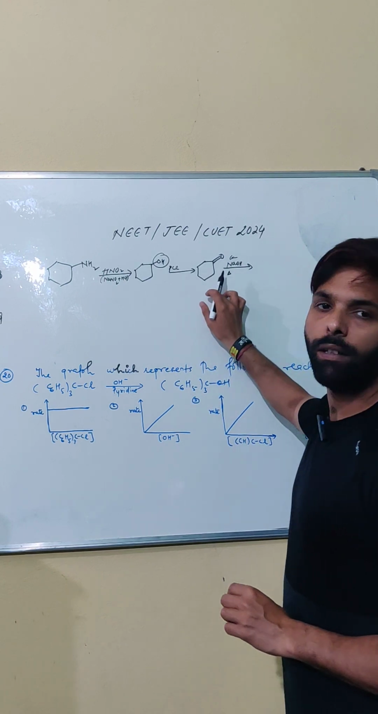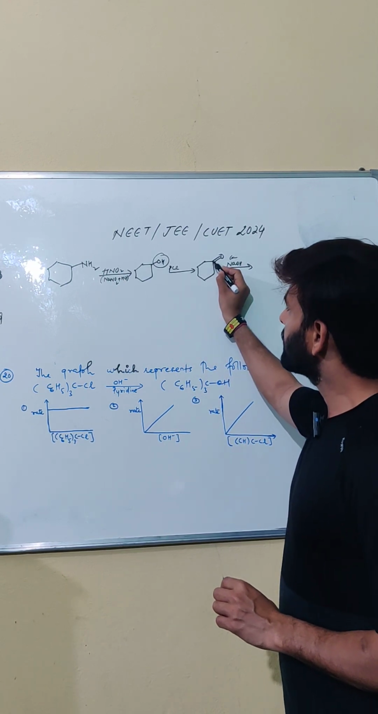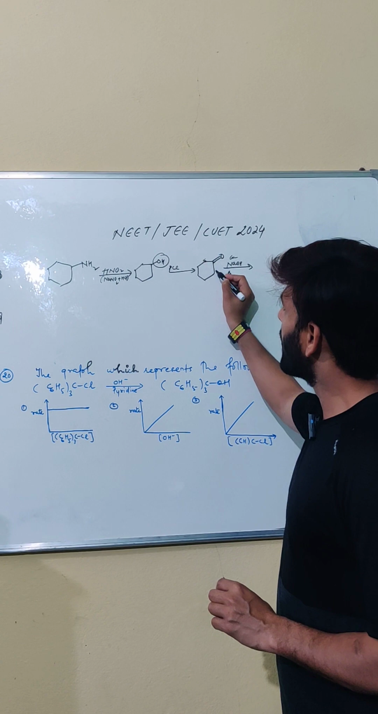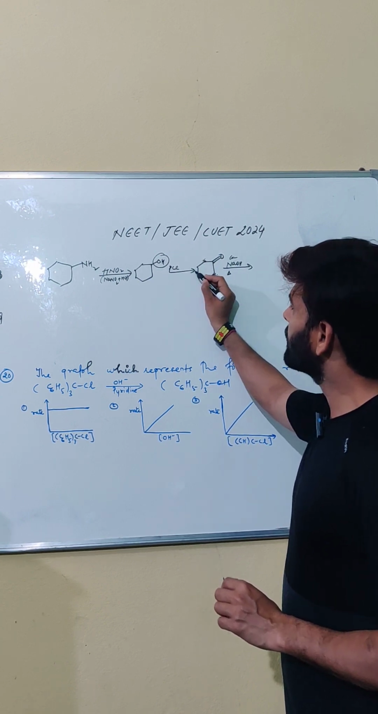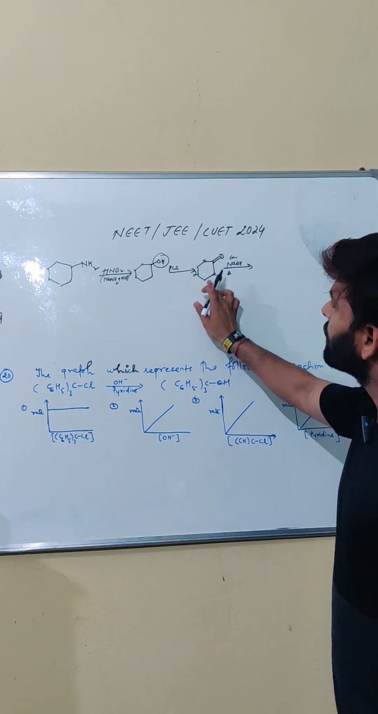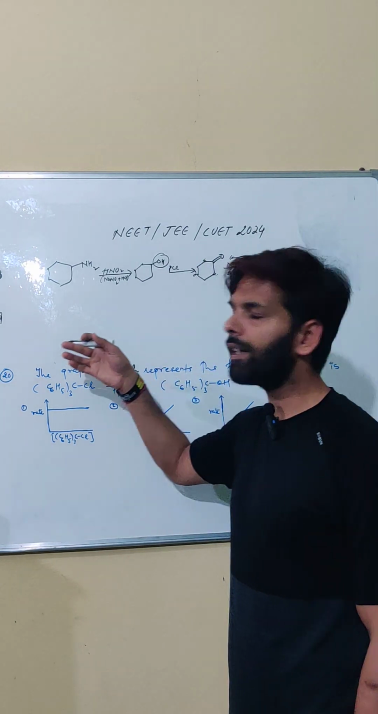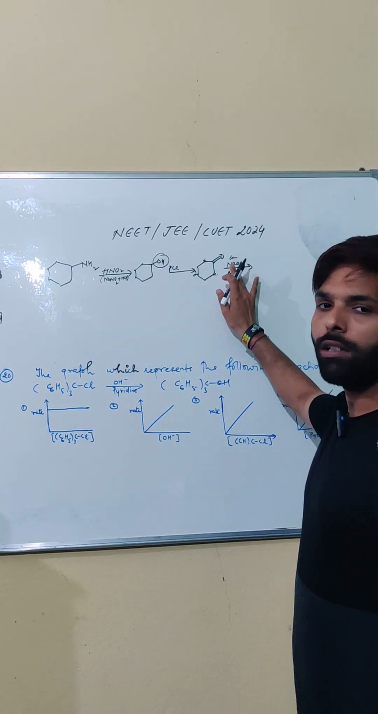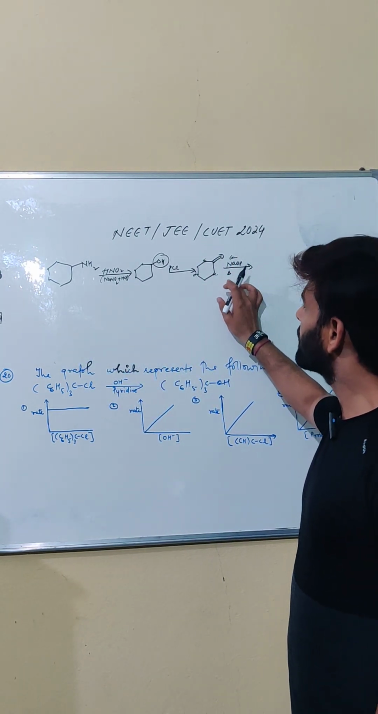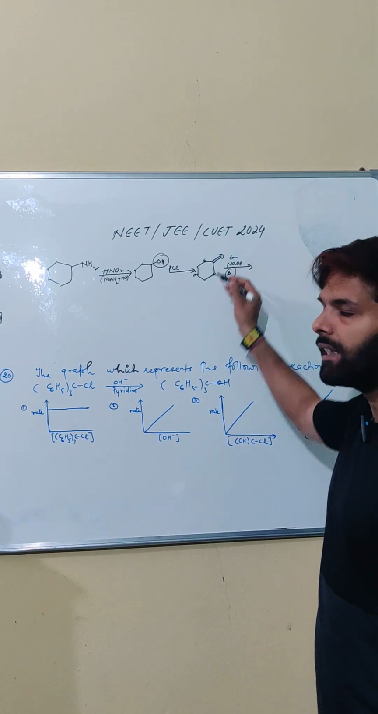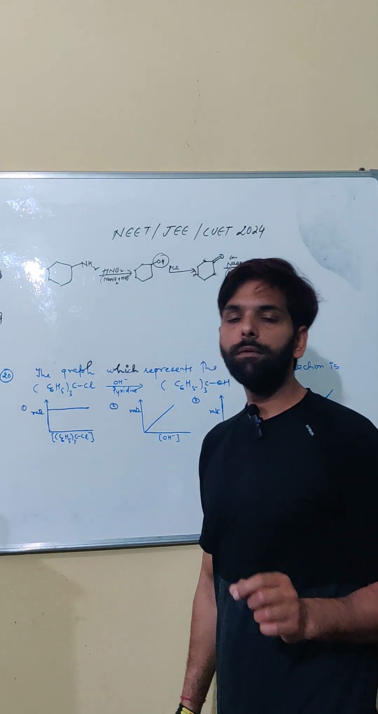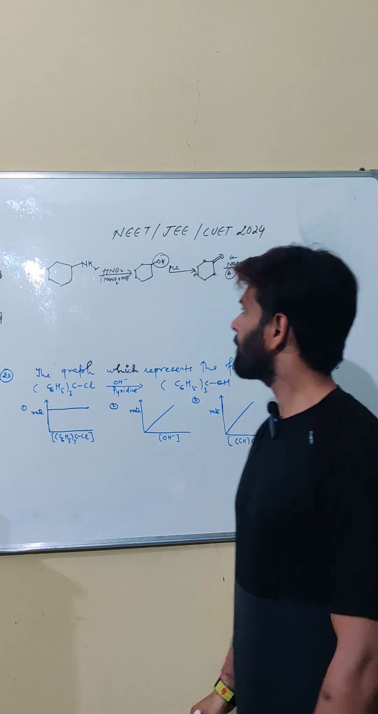So this is the aldol reaction. Why aldol? This is a ketone, and this alpha carbon has hydrogen. So what will happen? Two molecules of aldehyde or ketone when treated with dilute or concentrated NaOH or base, we get aldol. And when aldol is heated, what do we get? We get an alpha beta unsaturated carbonyl compound.